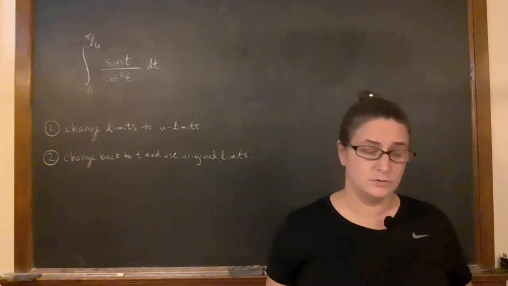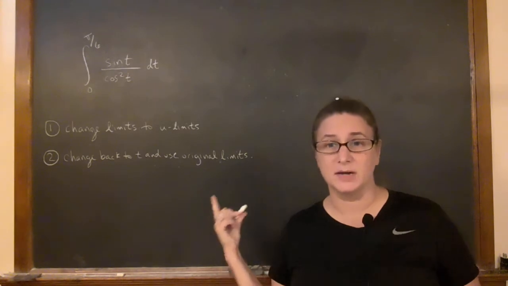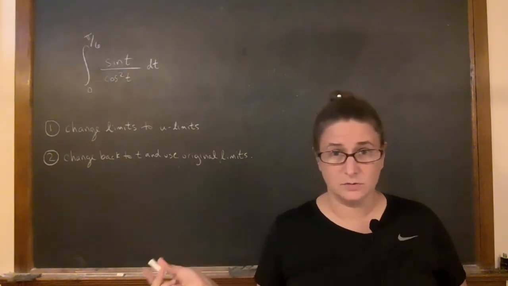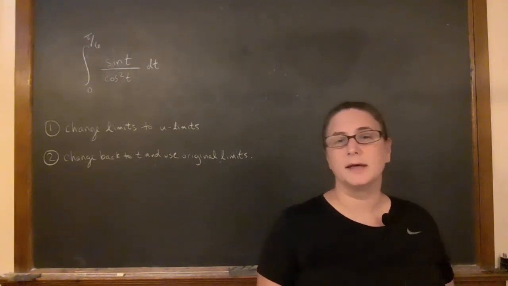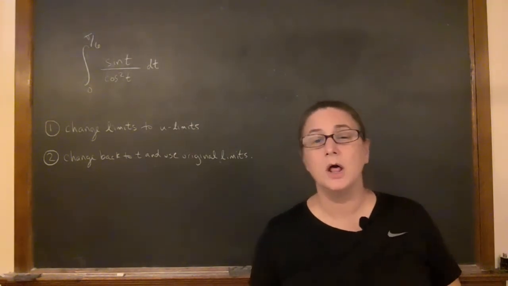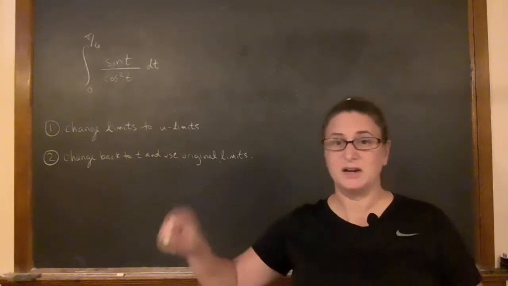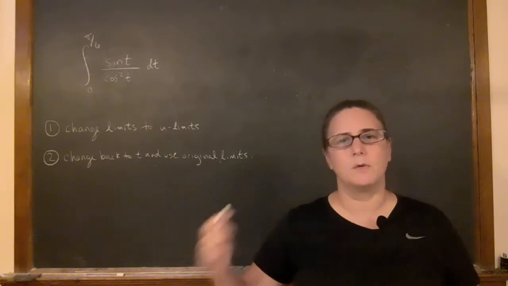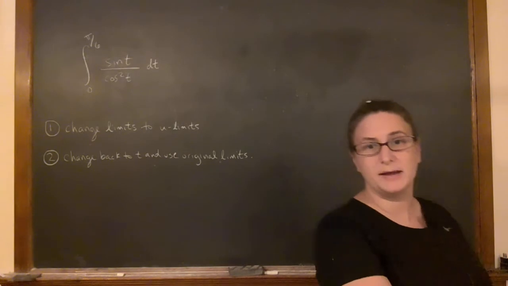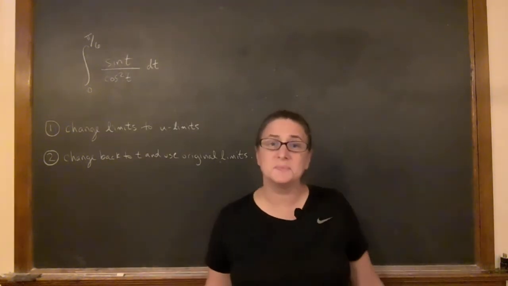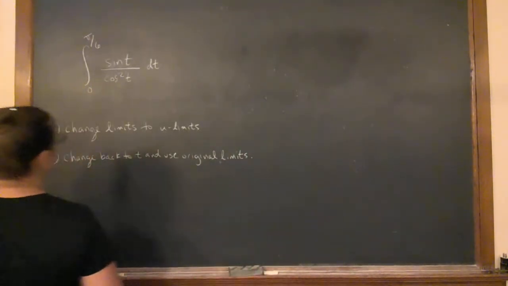What I usually do is change back and use the original limits, not so much because of a problem like this one or the two that I'm going to do today. There's only one substitution. But later on in the semester, when we get some awful problem with like 4 different substitutions, I don't want to go back in and change the limits every time. So for those, I just go all the way back and use the original limits. It's really up to whatever you want to do. So I'll show you both ways.